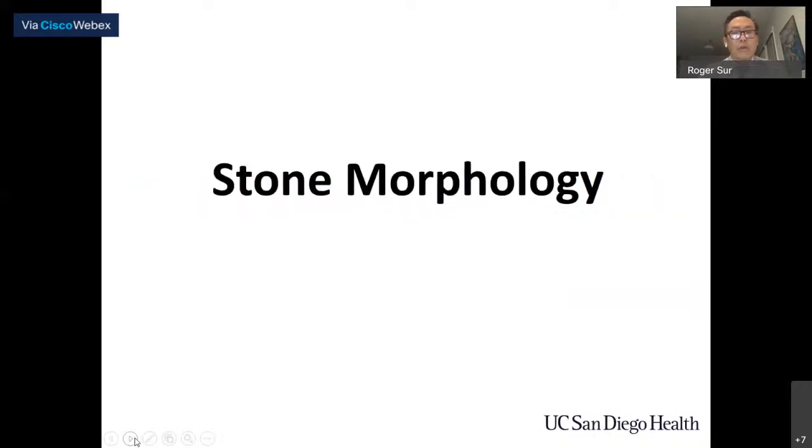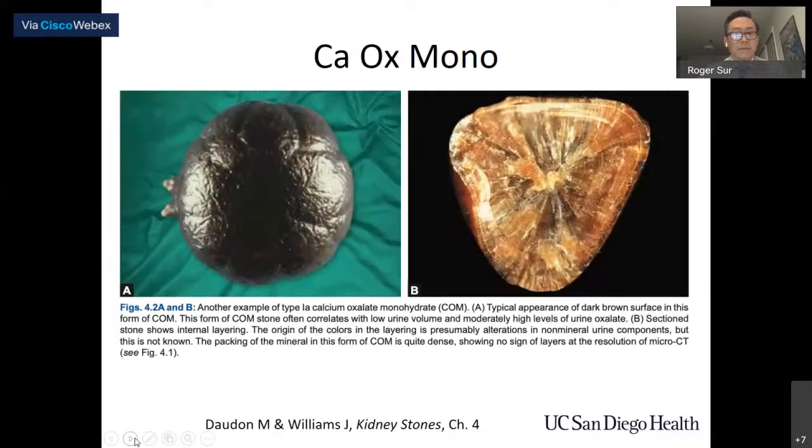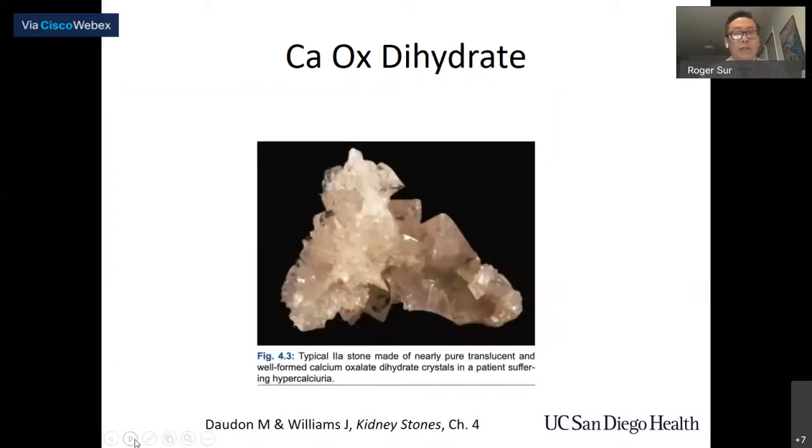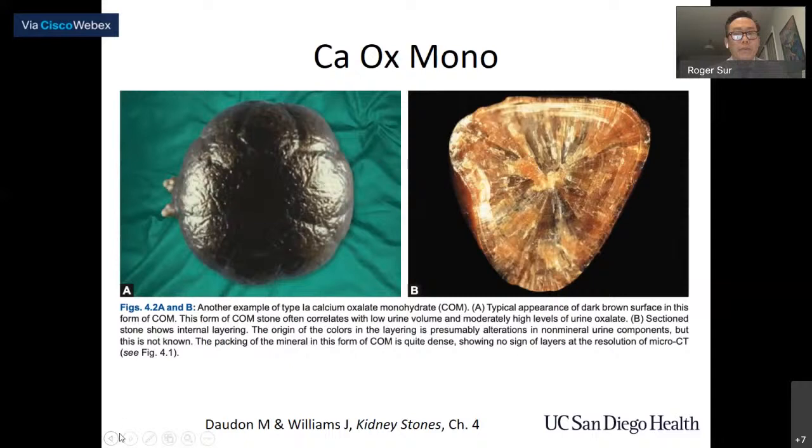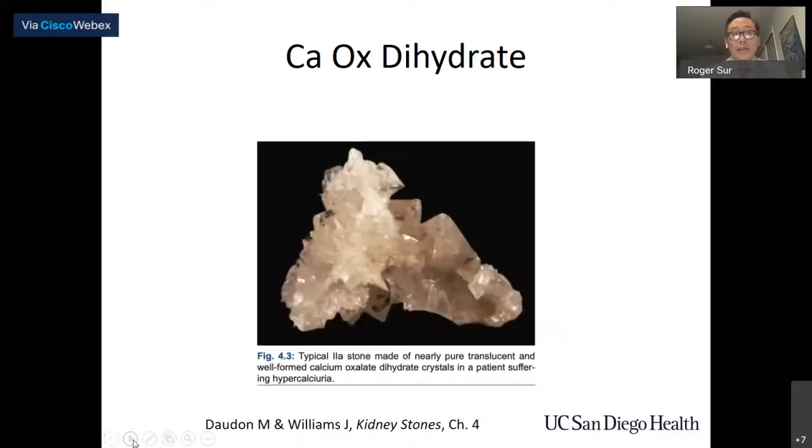Next slide. Let's go through a couple of stone morphologies and I'll end my lecture. Next slide. So this is the classic calcium oxalate monohydrate. It's that kind of really hard stone that doesn't like the dust. You have to really increase the Polish energy to break it up. So this is something we should teach our students, that the dark brown stone is the calcium oxalate monohydrate. Next slide, please.